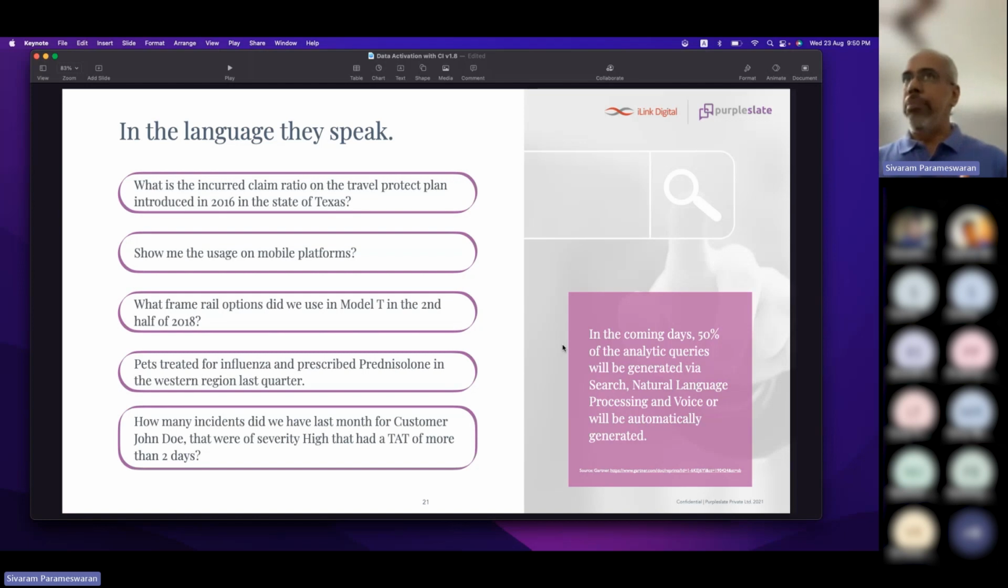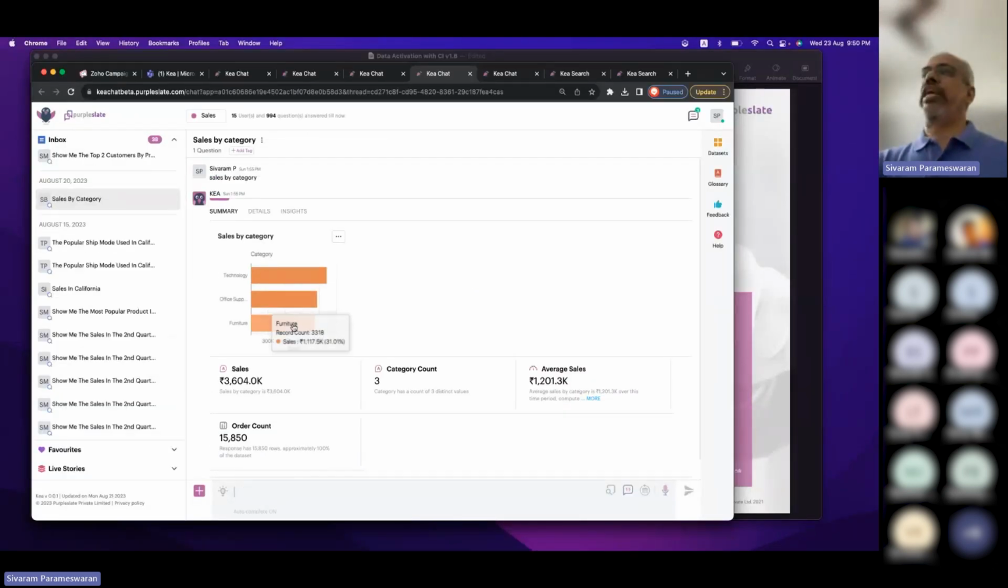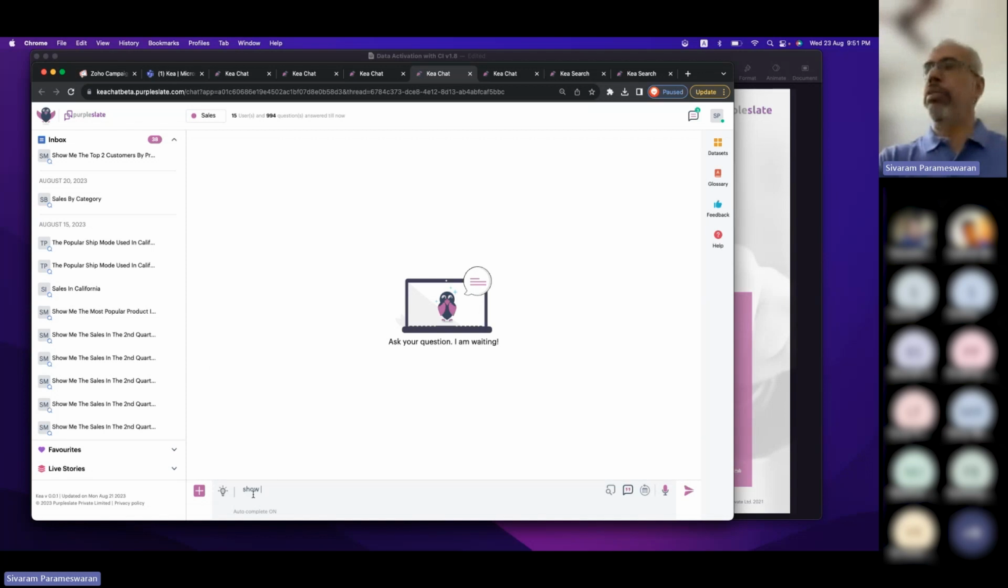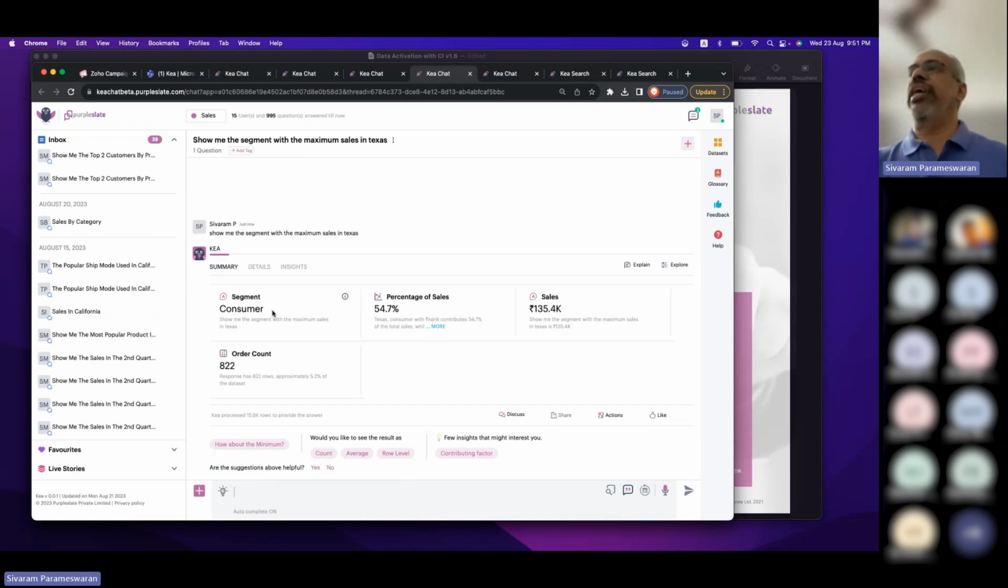Rather than trying to get these answers from a metric, they ask the question and then the system responds back. As you can see, for a question like, hey, sales by category, it just brings back the metric. Along with that, I can just go and ask another question, and it gives me, hey, this is the segment, 54% of it, this is the amount, this many orders, all these details.